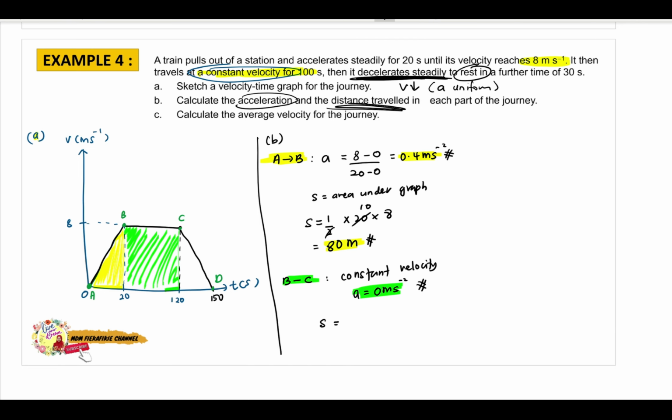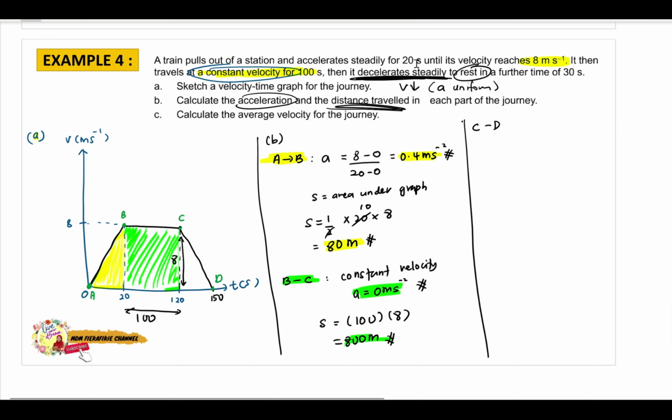We calculate the area under the graph, but this time the shape is a rectangle, right? So it is 120 minus 20, which is 100 here. This is 100, and this is 8. Right? The length is 8. Okay, multiply by 8. So the answer is 800 meter. Settle. Okay, and then we move to the next part, which is from C to D.